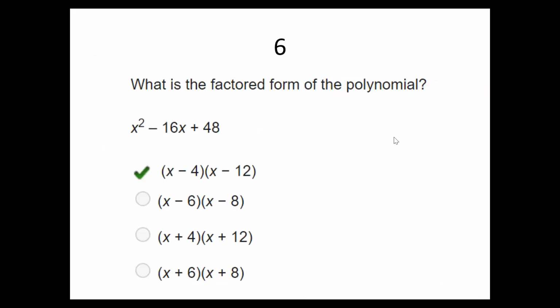Okay, so with question number 6, this is what is the factor form of a polynomial? Okay, so I really feel like it's like Groundhog Day. We're doing exactly the same thing over and over again. So here's your chart, you guys. This is your last number. This is your middle number. 48 is your last number. Your middle number is negative 16. So you put 48 here, negative 16 here.